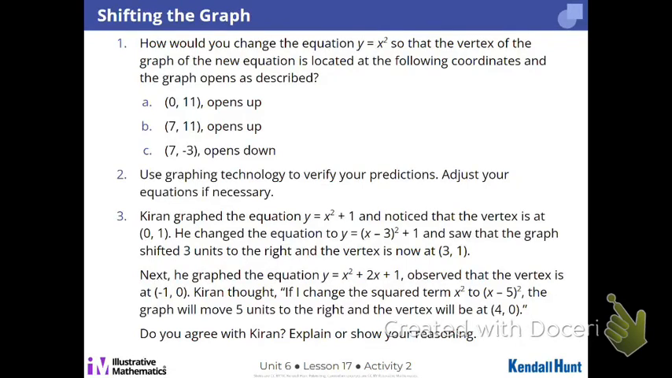So here's where we're going to get a little practice, make a little more connection to what we were doing yesterday with vertex form. You guys may recall vertex form was really good for finding the vertex. So you're just going to only worry about number 1 right now. In fact, you will not have to do problem 2 because I'll be your graphing calculator. You're going to give these vertices and make them open up or down correctly.